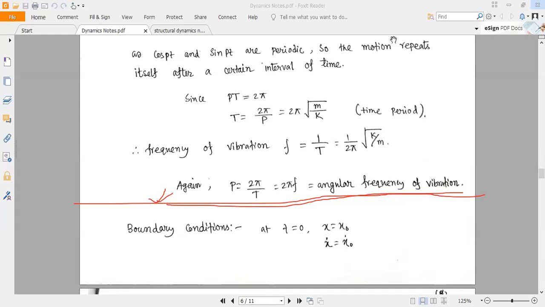Sir, I have one question, sir. What is the difference between frequency and angular frequency? Frequency means the number of same type of motion. Do you know the motion of a pendulum? Yes, sir.